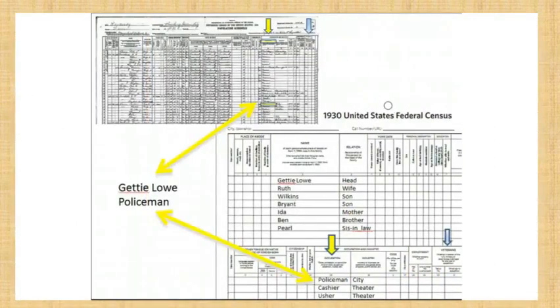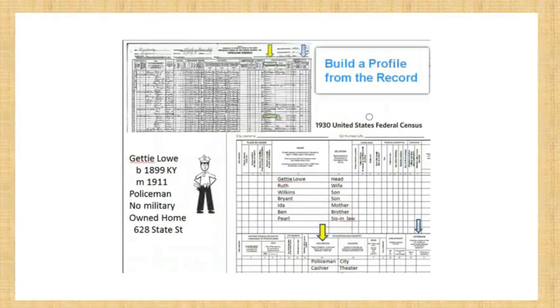Now, I begin to notice as I first begin to copy the occupational information that Getty Lowe was a policeman for the city. And I make note of that as I copy it in the record and continue on in the process. And this is what we're talking about. As we look at this piece of information on this one record, we're building a profile for each individual, not only Getty, but his wife Ruth, his two sons, his mother, his brother, and his sister-in-law, who are all included in this particular schedule.